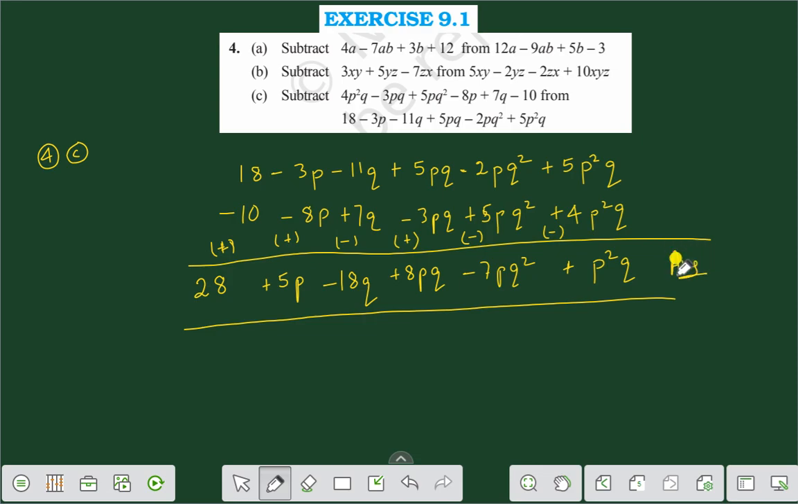That means you have to put the like terms below and you have to add. The answer is 28 plus 5p minus 18q plus 8pq minus 7pq square plus p square q.